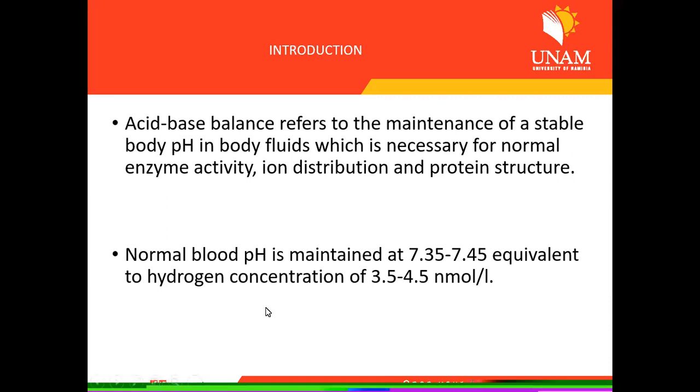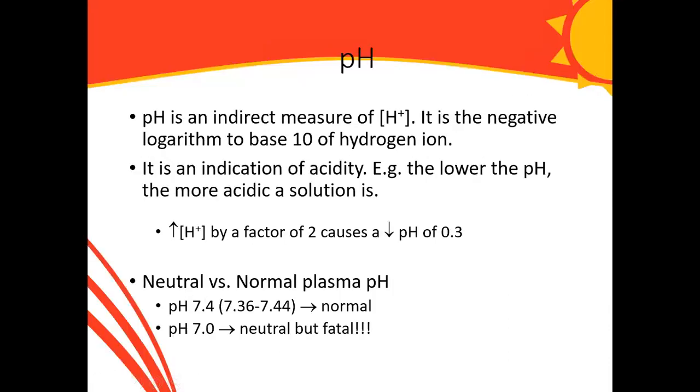The normal blood pH is maintained between 7.35 and 7.45, which is equivalent to a hydrogen ion concentration of 35 to 45 nanomoles per liter. When we're talking about pH, the lower the pH, the more acidic the solution is, and a higher pH is alkalinity, the higher it is, the more alkaline the solution is.